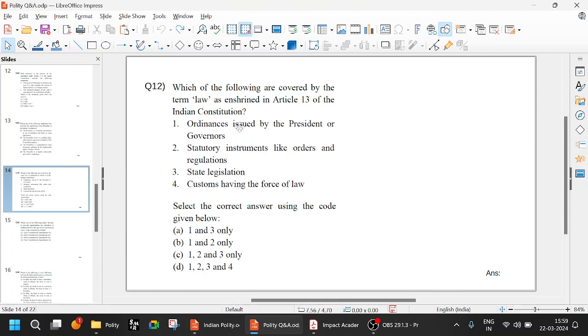So ordinances issued by the president or the governor are covered as laws under Article 13. Statutory instruments like orders and regulations, yes. State legislation is also covered under the term law, and even customs having the force of law. This is where you might get confused and go for option C, but it is actually option D.